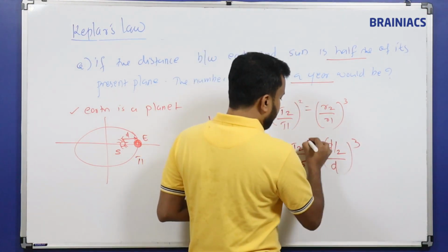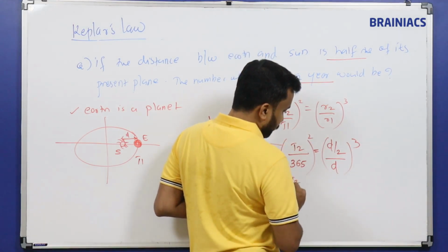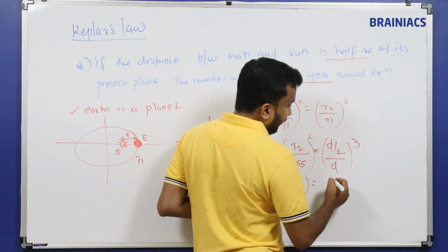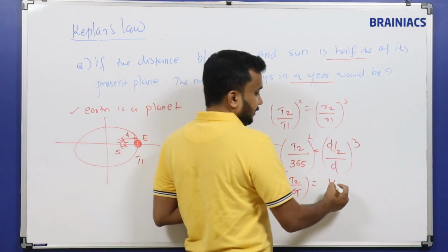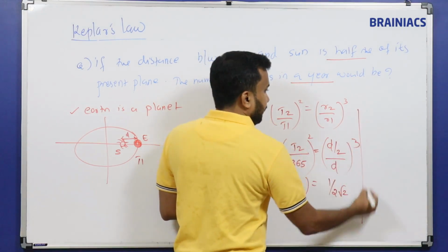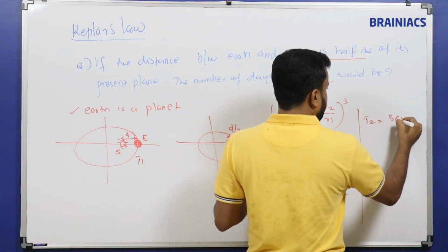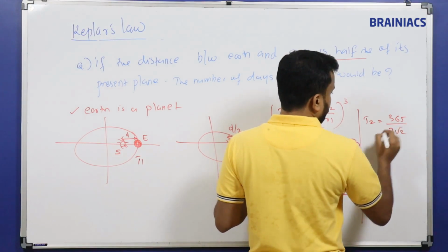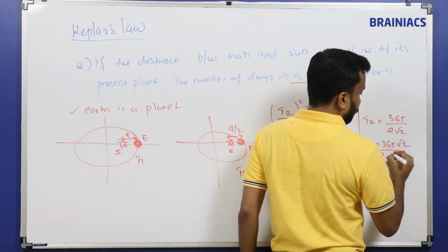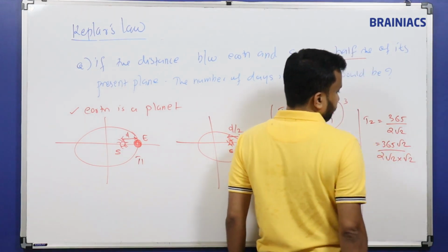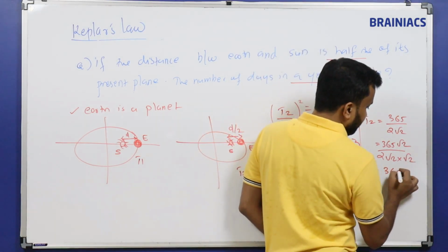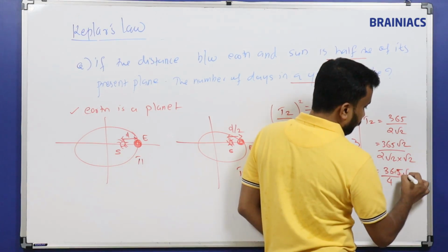Okay, so this is whole cube and this is whole square. So T2 divided by 365 is equal to 1 by 8 into root 4 into 2 root 2. So let's continue. So T2 equal to 365 divided by 2 root 2. If I am multiplying with root 2 both the numerator and denominator, I will get 2 into root 2 into root 2. Okay, root 2 into root 2. So which means 365 divided by 4 into root 2.